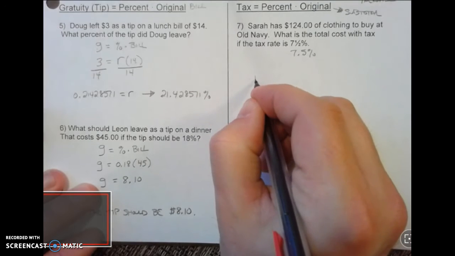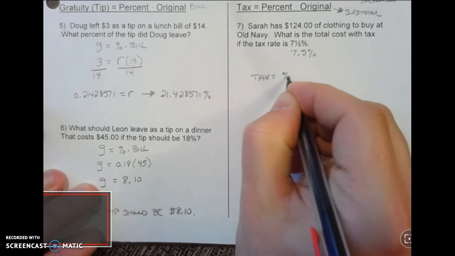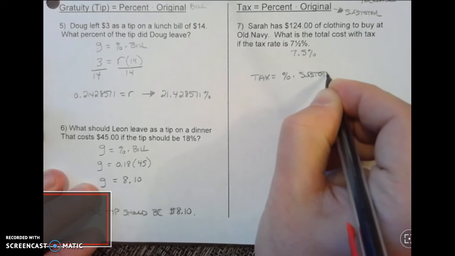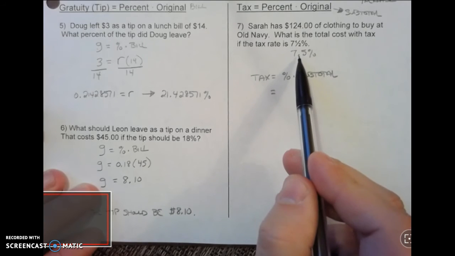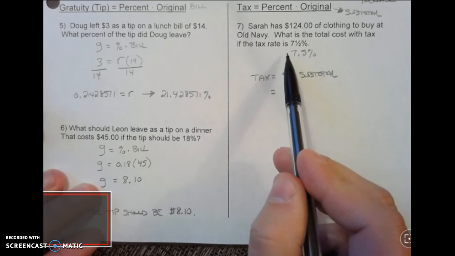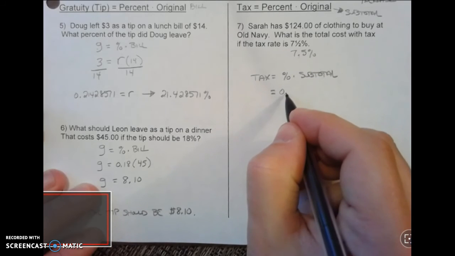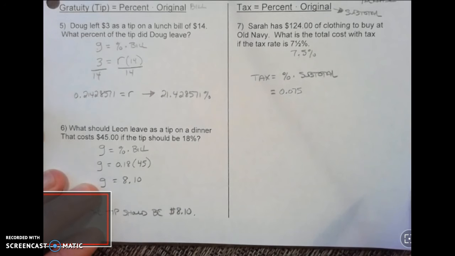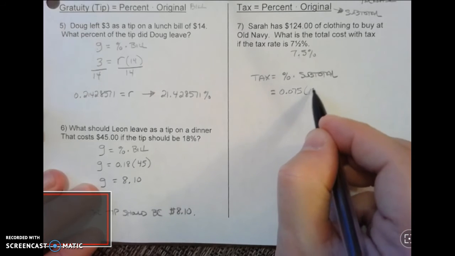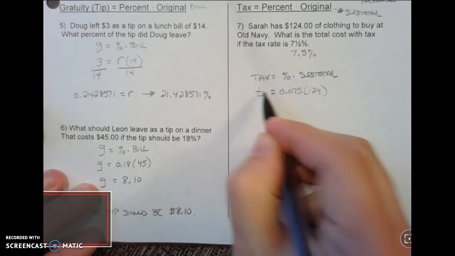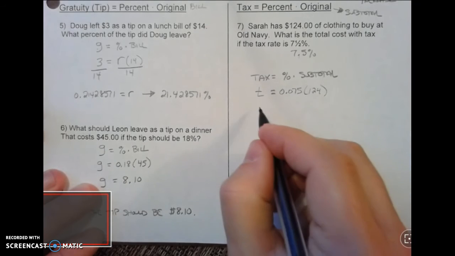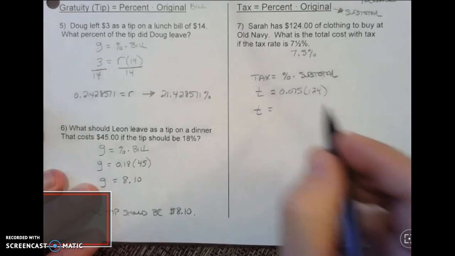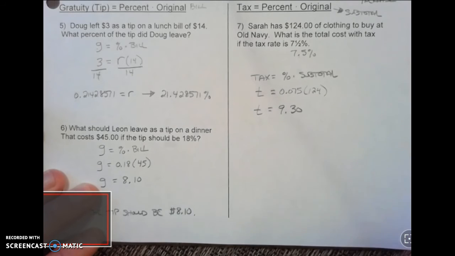So we'll write down our formula. Tax equals our rate times the subtotal. And they've told us that the tax rate was 7.5%, so I'm going to change this into decimal form, move the decimal 2 times to the left, 0.075. The subtotal, the price before tax, was the $124. And T, the tax, is what we are calculating. And so all I have to do is multiply these values together. And when I punch that into my calculator, I end up with a value of 9.30. $9.30 is the amount of tax.